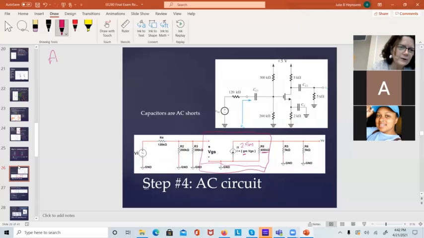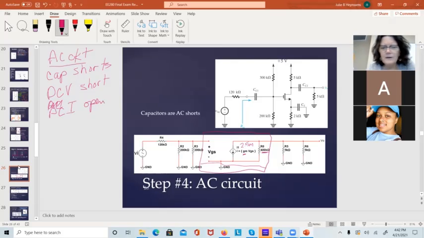Now this is the AC circuit. The capacitors are shorts. This is what I wrote down before. The DC voltage supplies are going to be shorted out, and the DC current supplies, probably won't get one of those, are going to be open. So I short out all the capacitors. I take the DC voltages and I short them to ground. So I get rid of that. Short this to ground. And that is pretty much my circuit.